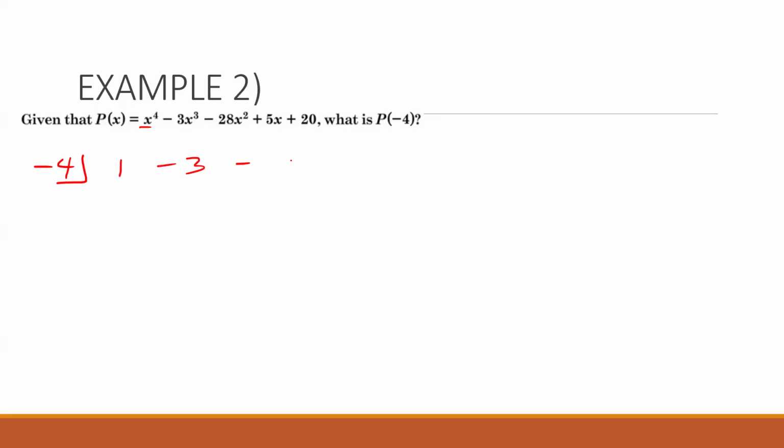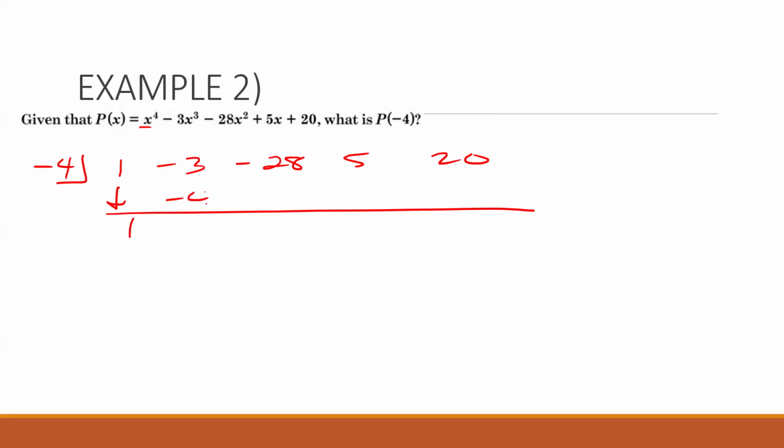1, negative 3, negative 28, 5, and 20. Okay, so we get it going. Bring down the 1. Negative 4 times 1 is negative 4. Negative 3 and negative 4 is negative 7. Negative 4 times negative 7 is positive 28. Negative 28 and 28 is 0. Negative 4 times 0 is 0. 5 and 0 is 5. Negative 4 times 5 is negative 20. 20 and negative 20 is 0. So we know p of negative 4 equals 0.